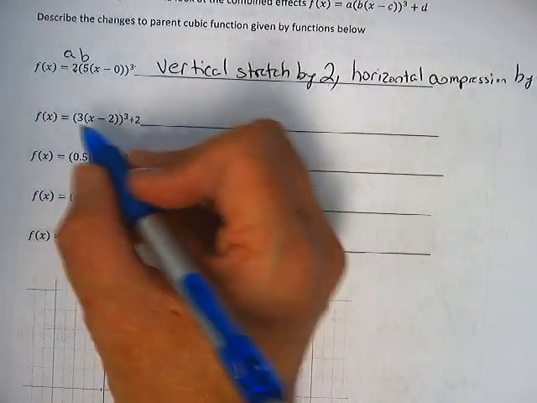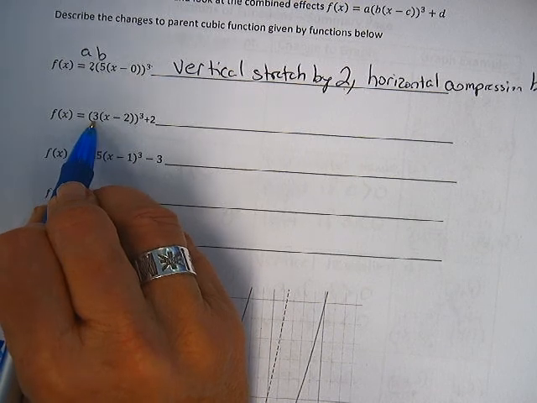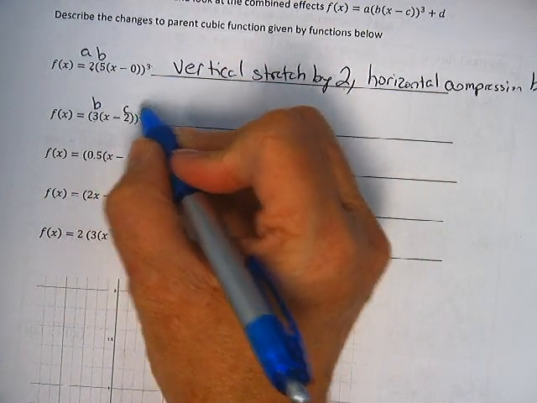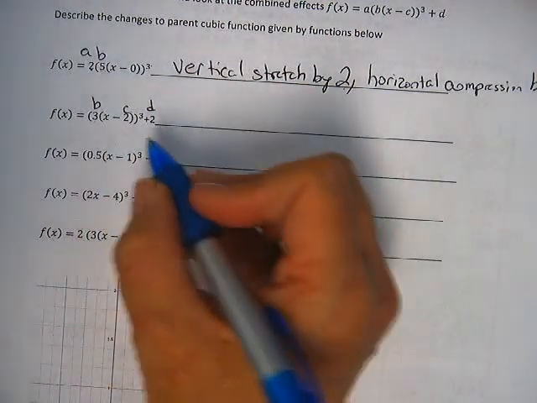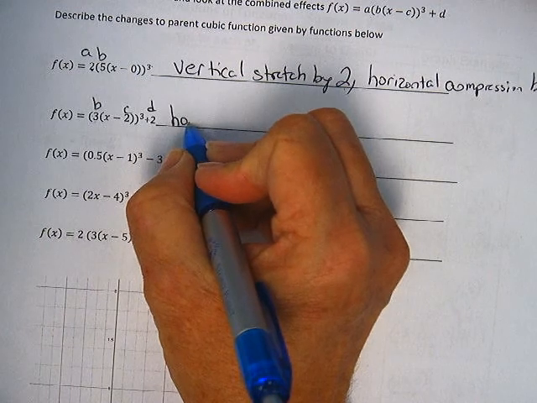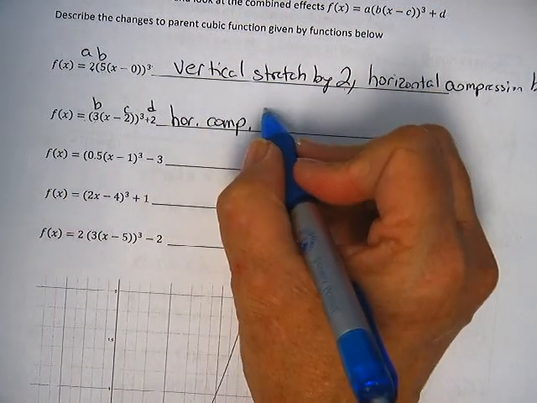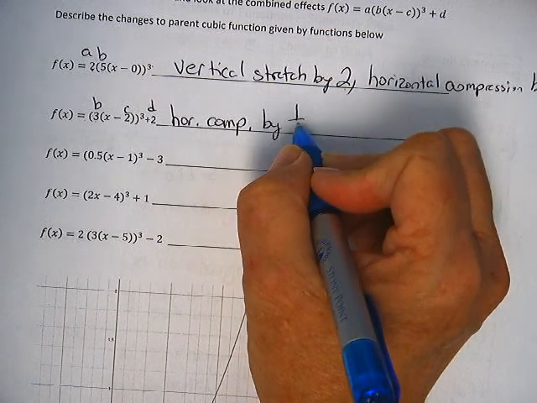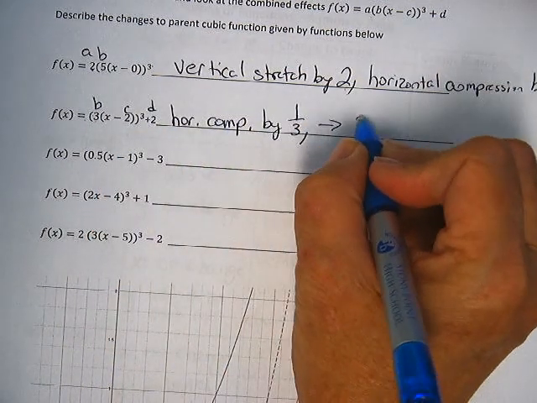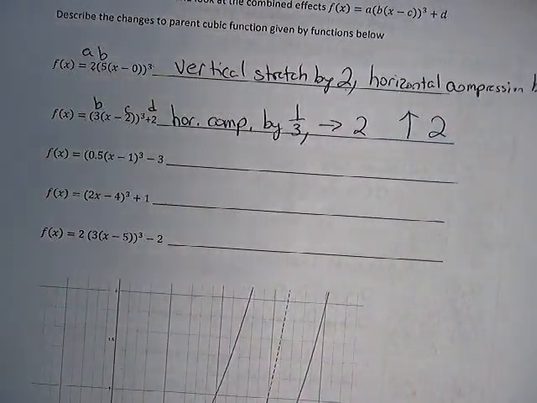Okay, on this next one, this 3, that must be a b value since it does get cubed. This is c and this is d. So we have no vertical stretch or compression, but we do have a horizontal compression by, again, 1 over b, so that's 1/3. We've shifted right by 2, and we've gone up by 2.